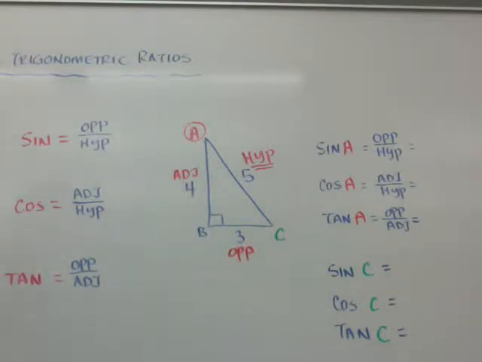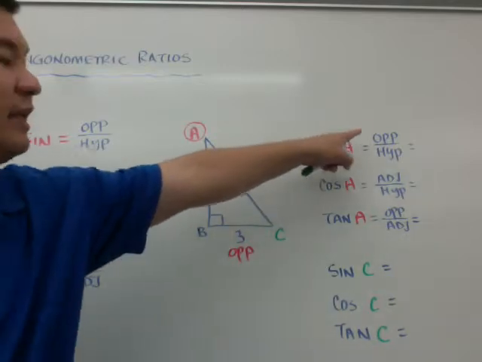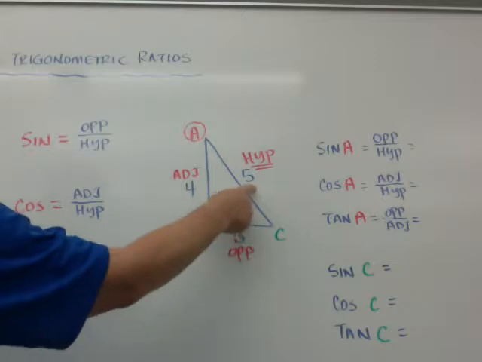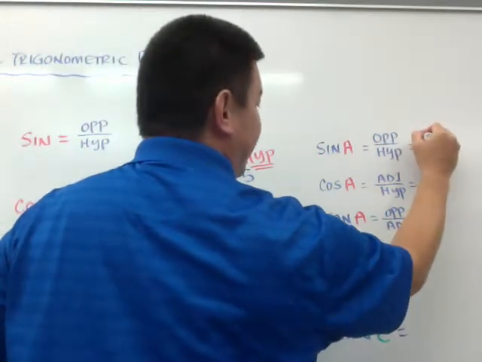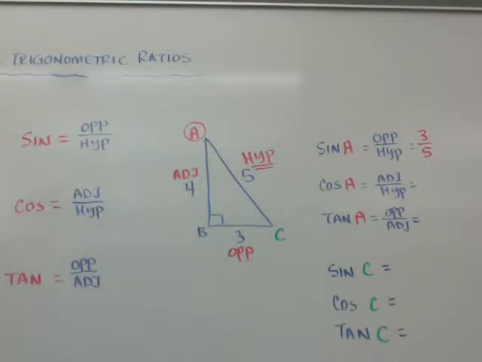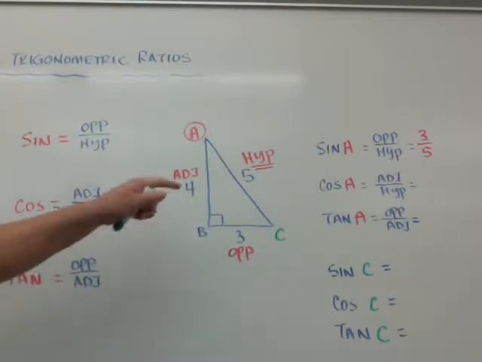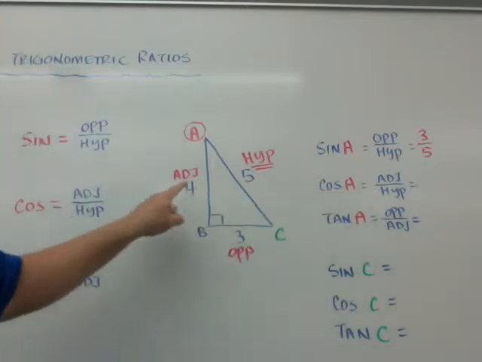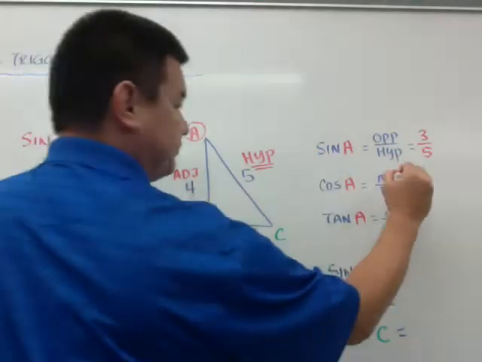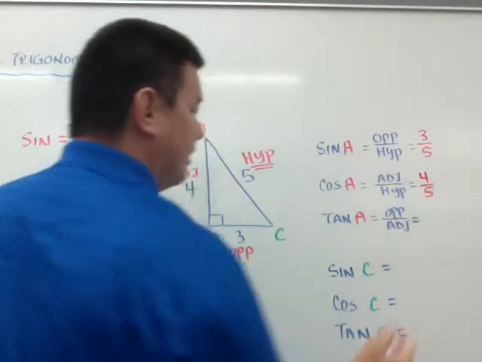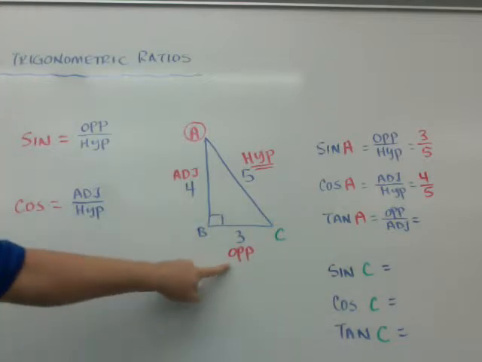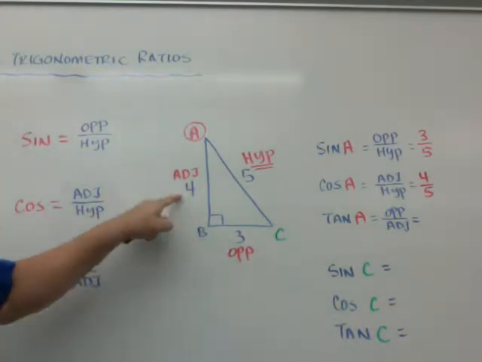Okay, so when I do sine of A over here, I want the opposite over the hypotenuse. So my opposite is 3, my hypotenuse is 5, so the sine of A is just 3 over 5. The cosine of A is the adjacent over the hypotenuse, so it's 4 over 5. And the tangent of A is opposite over adjacent, so it's 3 over 4.